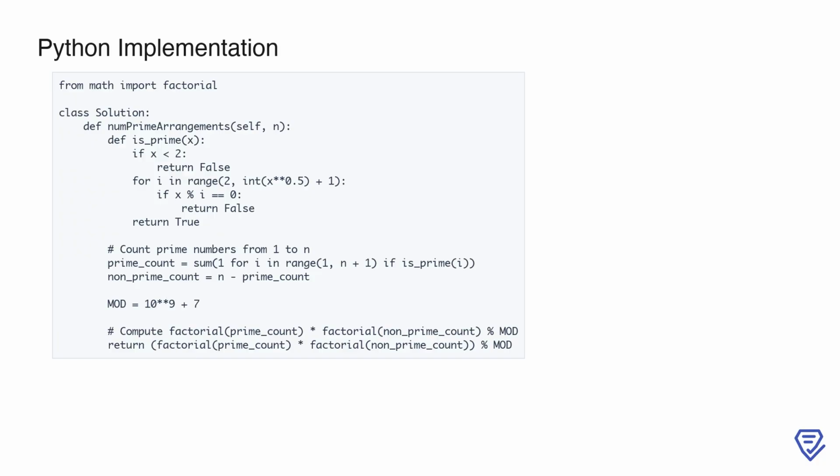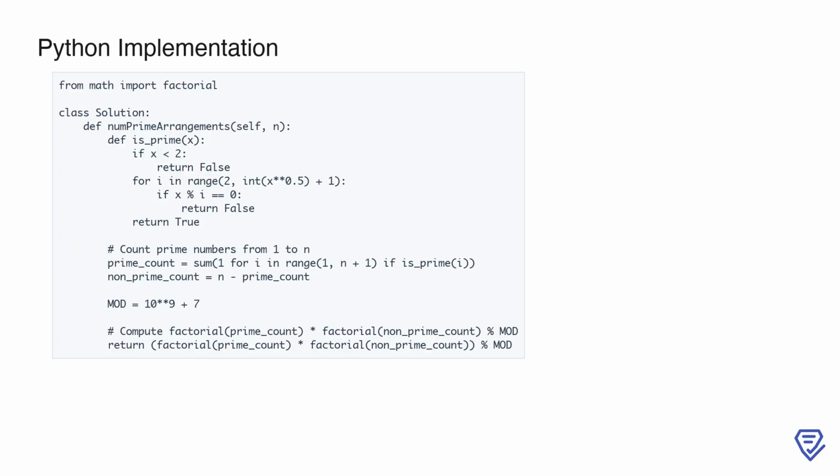Next, we calculate prime_count, the number of prime numbers between 1 and n, using a generator expression that iterates through the range 1 to n and applies the is_prime function. The count of non-prime numbers is derived as n minus prime_count. The result is computed by taking the factorial of prime_count and non_prime_count, as these represent the permutations of primes and non-primes respectively. The product of these factorials gives the total number of valid arrangements.